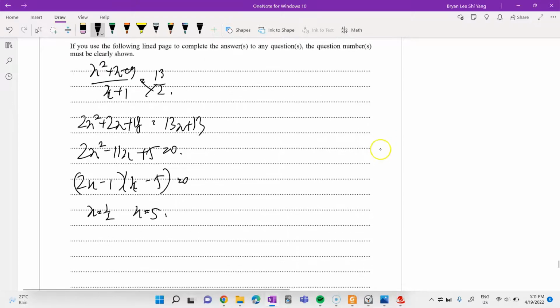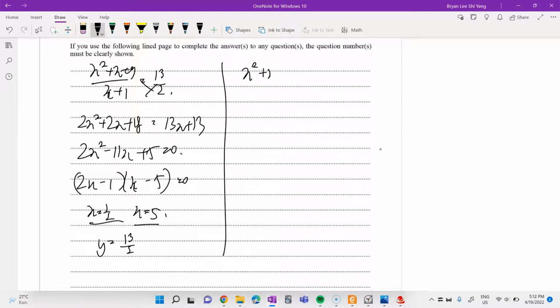Okay, so we know that at these values, the value of y is just nice, it equals 30 over 2. Then, I'll hold this for a while and proceed to the next equation first. So x squared plus x plus 9 over x plus 1 equals negative 13 over 2. So maybe I can put a negative above.